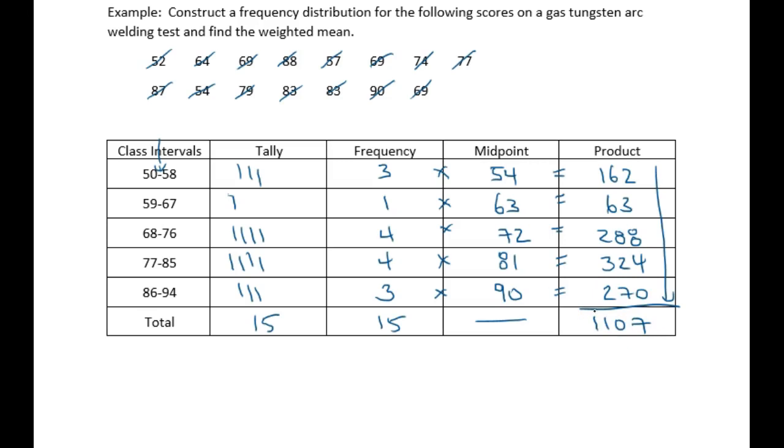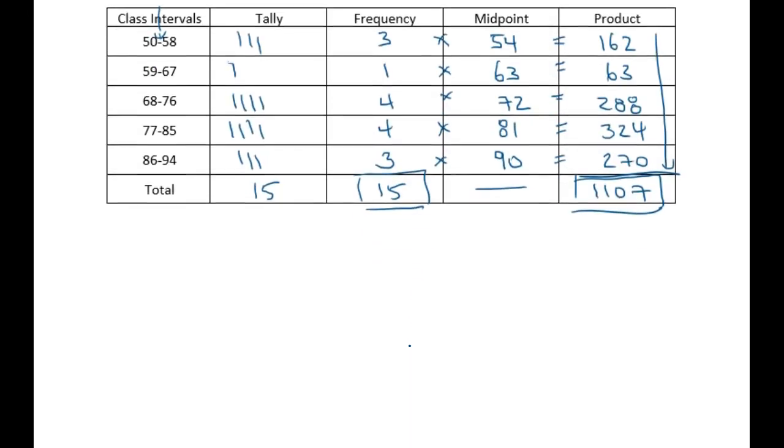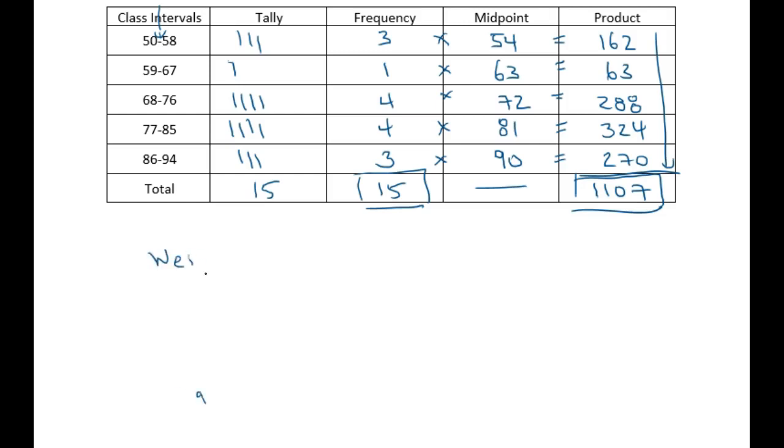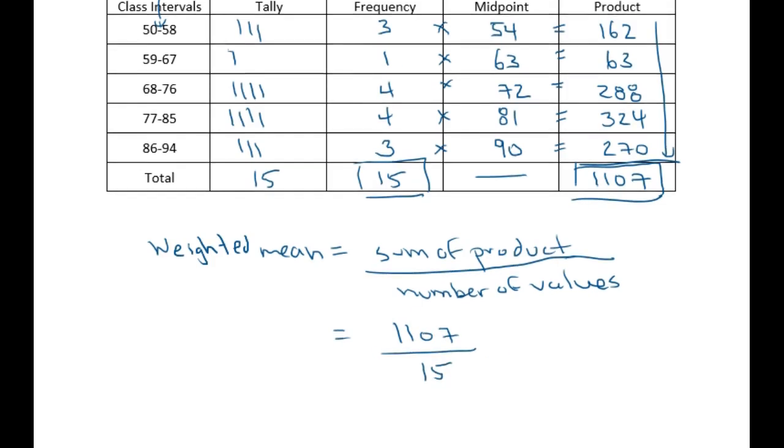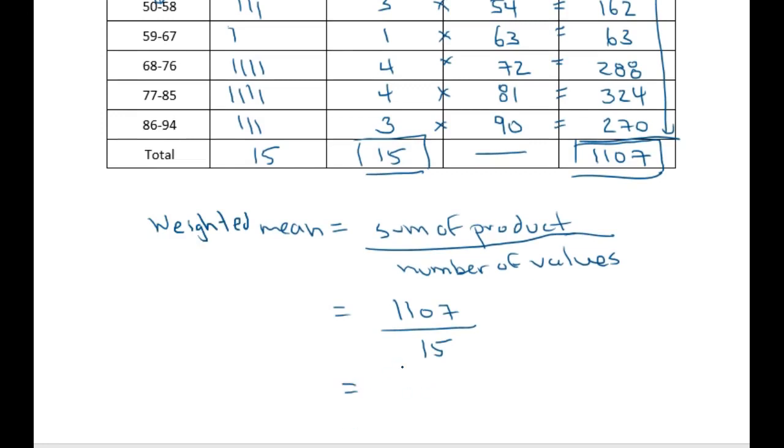So doing all this work, I basically have my two components. I have my sum of my products, and then I have my total number of data points. So my weighted mean, or weighted average, is going to be a division of those two values. So weighted mean equals sum of products over number of values in this case. So what's 1,107 divided by 15 data points? And we end up getting a weighted average of 73.8.